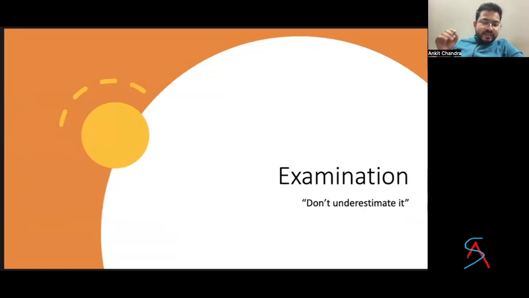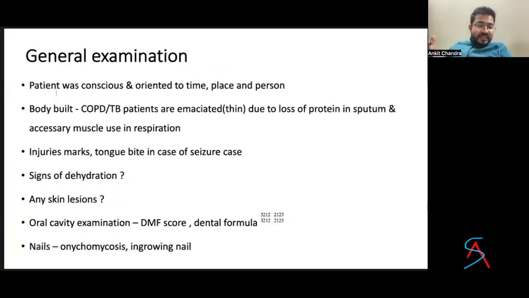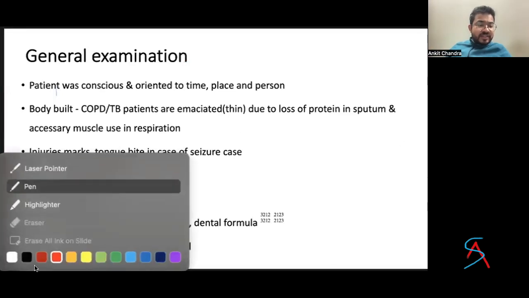Coming to the second part, which is the examination. In community medicine, my advice is do not underestimate it. Generally, people tend to see it's a family presentation or a case presentation in community medicine, and they try to skip or minimize the clinical examination, which most of the examiners do not like. So let's start. Basically, you have to do the clinical general examination.